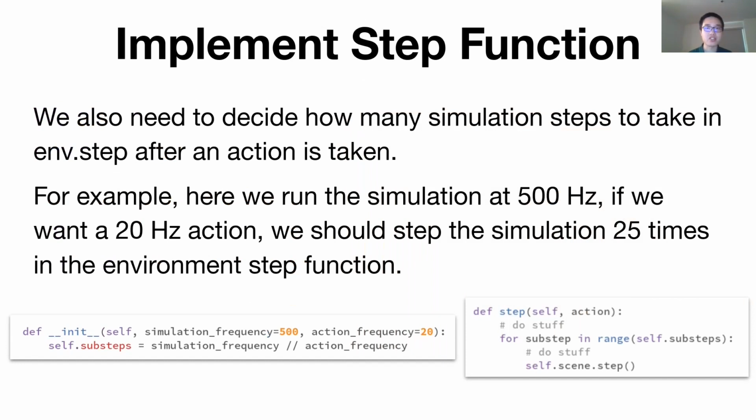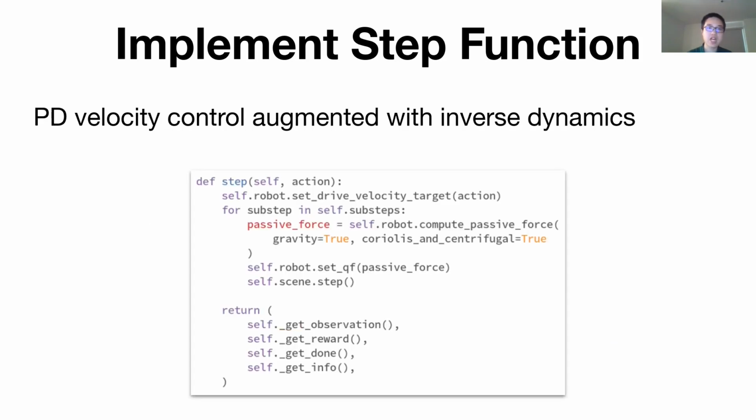Next, we implement the step function, which combines the transition and reward function in an MDP. Here, we need to decide how many simulation steps to take in env.step after each action. For example, if we run the physical simulation at 500 Hz and we want a 20 Hz action, the step function should step the simulation 25 times. In step, we implement the augmented PD velocity controller as introduced earlier.